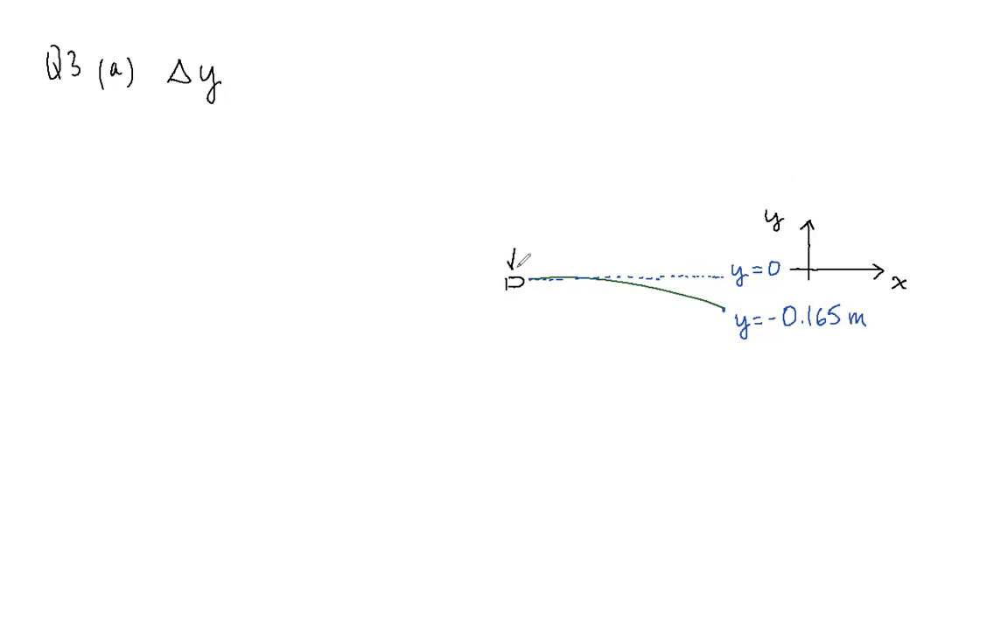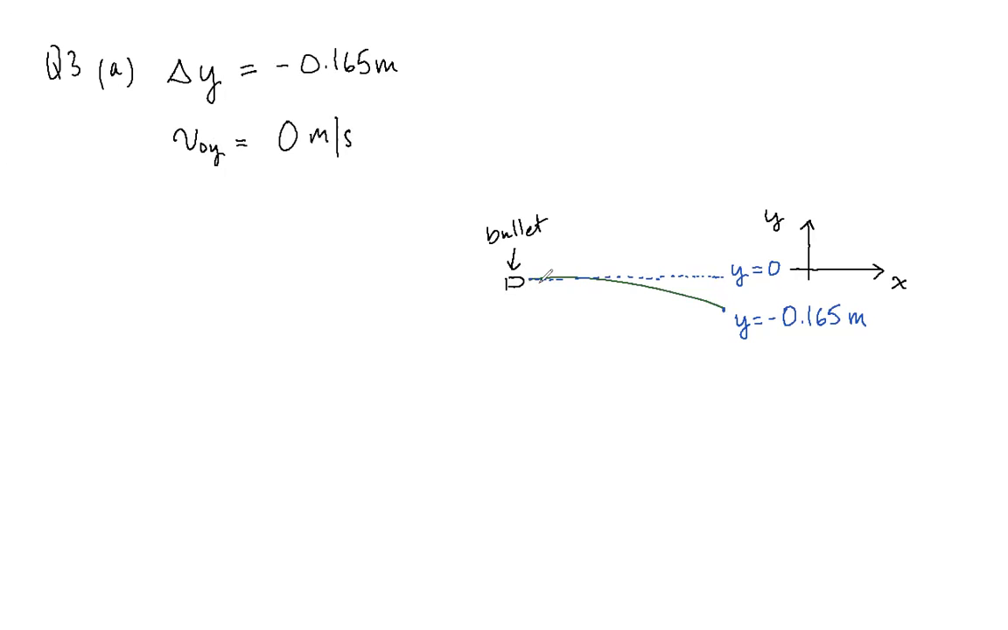Right, here's the bullet, and a bullet is just a projectile. All right, so it goes bang like that. Okay, so our delta y is known as negative 0.165 meters, and our initial speed along y is 0 meters per second.